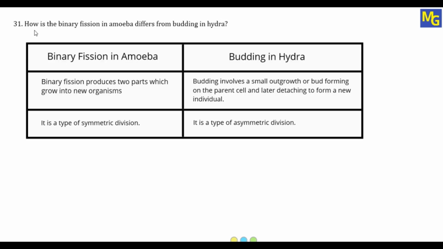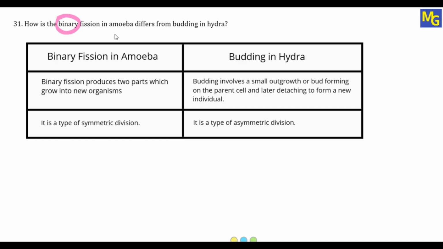Question number 31. How is the binary fission in amoeba different from budding in hydra? So this is a question from reproduction. We have asexual reproduction and sexual reproduction, two types. In asexual reproduction we can see different types of reproduction processes. One of the processes is fission, and fission is of two types. One is binary fission and one is multiple fission.